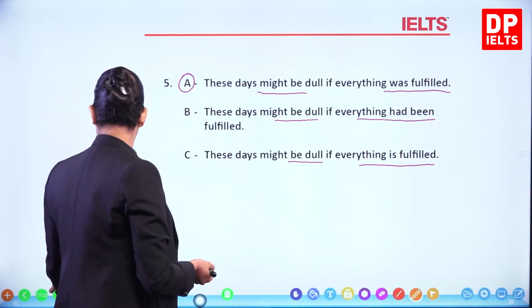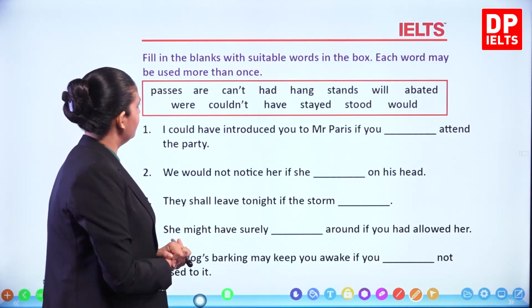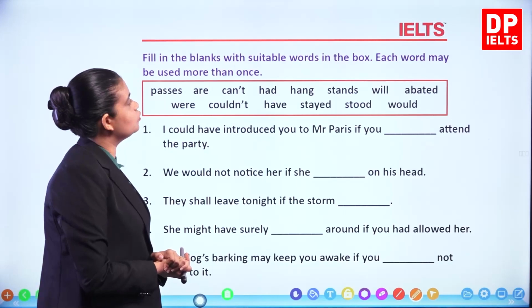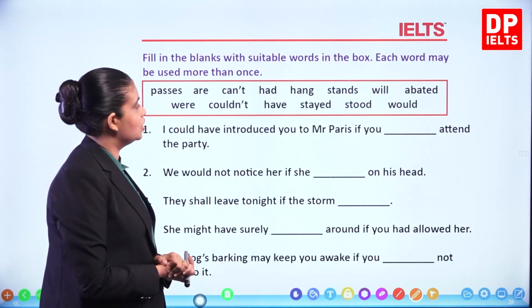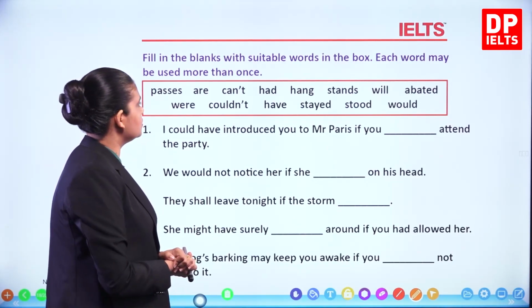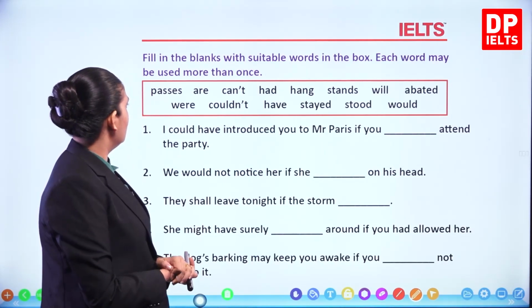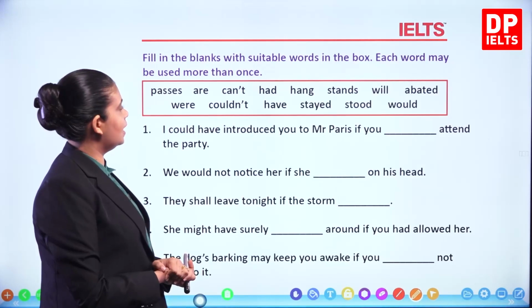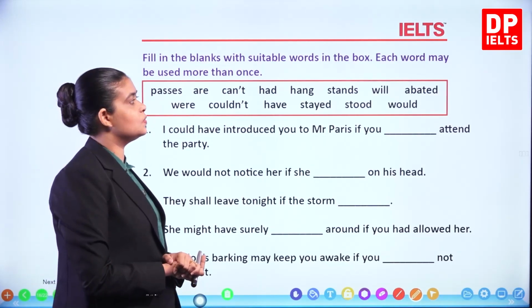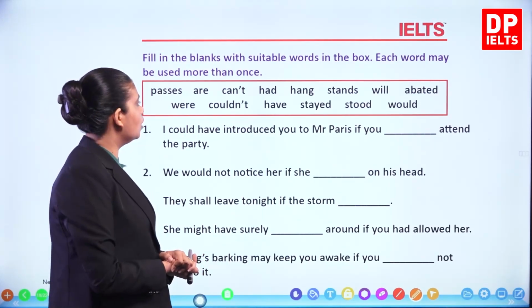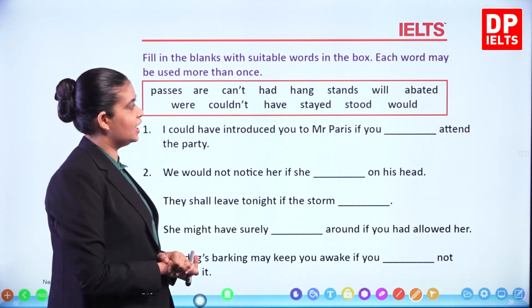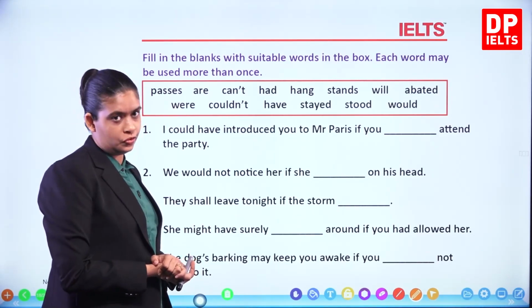Right, so moving on into the next one. Fill the blanks with the suitable words in the box. Each word may be used more than once, right? Passes, are, can't, had, hang, stands, will, abated, were, couldn't, have, stayed, stood, would.